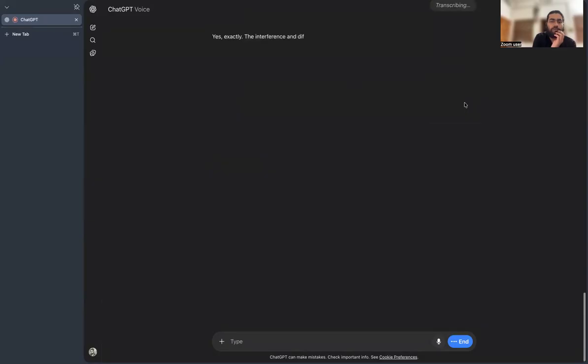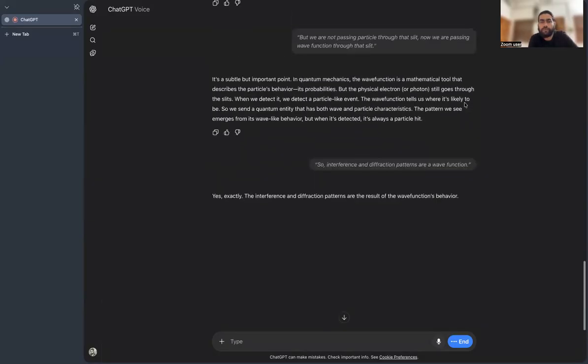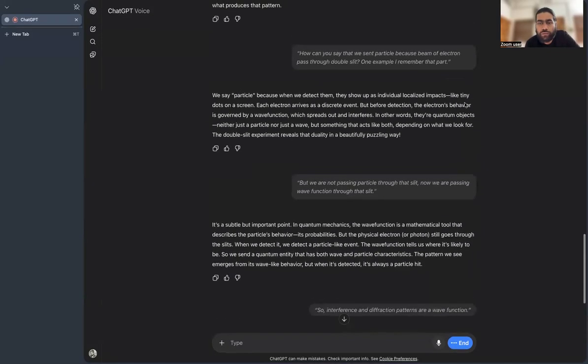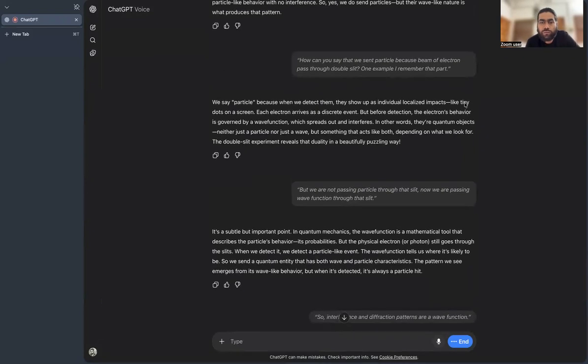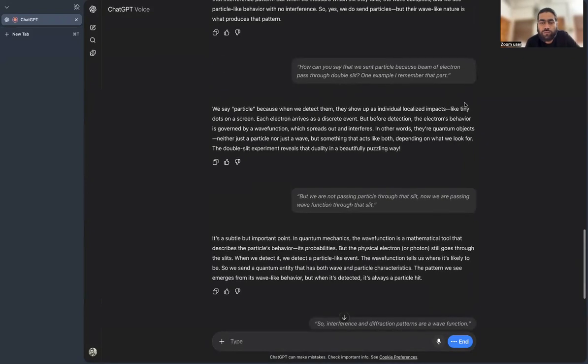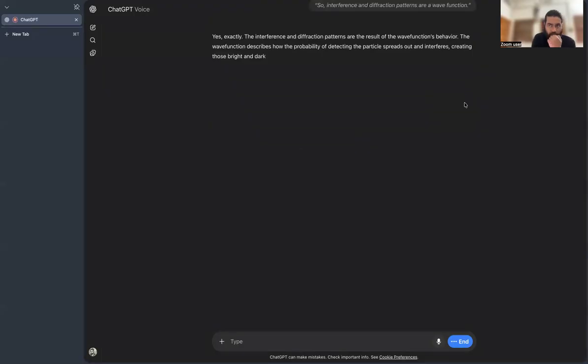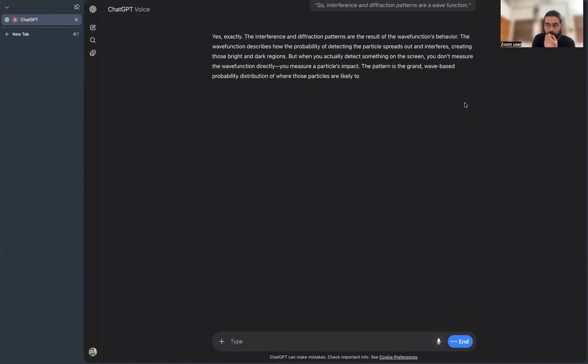Yes, exactly. The interference and diffraction patterns are the result of the wave function's behavior. The wave function describes how the probability of detecting the particle spreads out and interferes, creating those bright and dark regions. But when you actually detect something on the screen, you don't measure the wave function directly, you measure a particle's impact. The pattern is the grand wave-based probability distribution of where those particles are likely to hit.